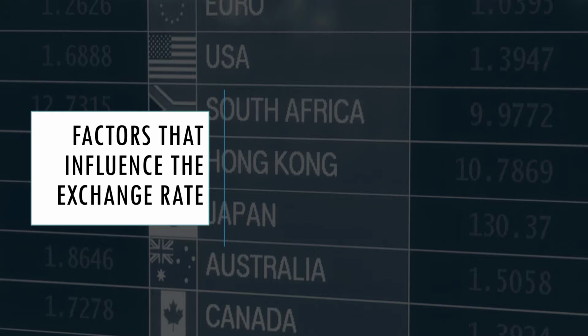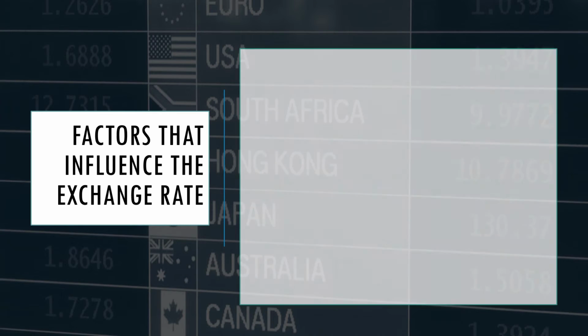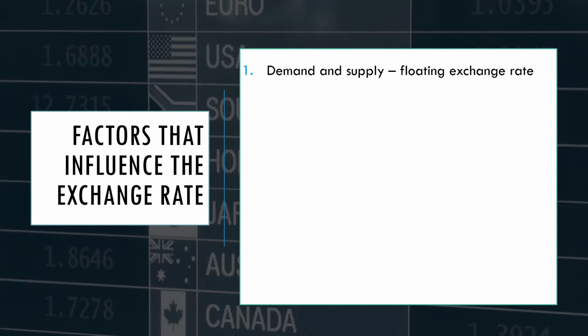So we've talked about cost of manufacture. Let's also now talk about factors that influence the exchange rate. Well, traditionally the exchange rate is influenced by the foreign exchange market and the interaction of demand and supply. And when the exchange rate is determined through the interaction of demand and supply, we describe that as a floating exchange rate. People want to buy more of that currency, to buy more products from that country, and that will drive the exchange rate up.